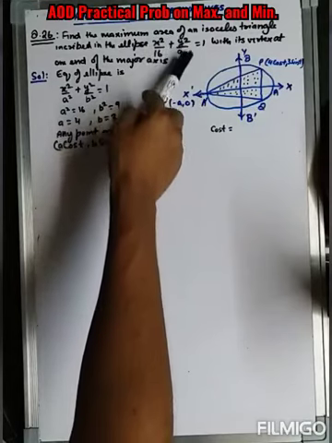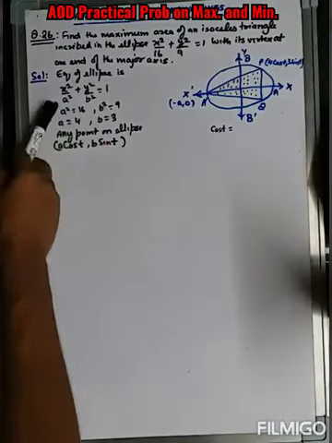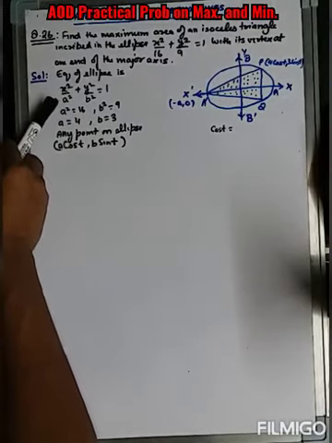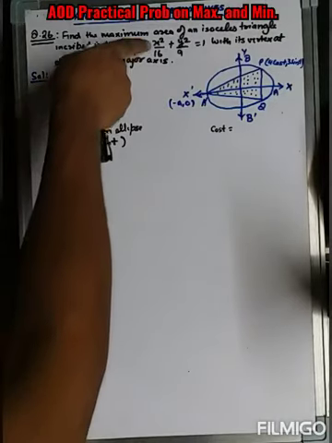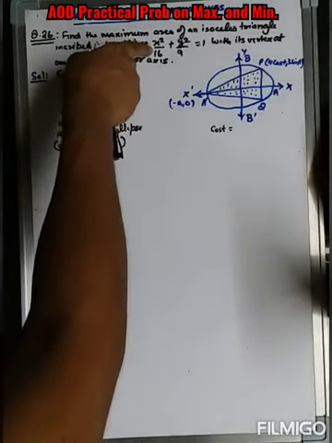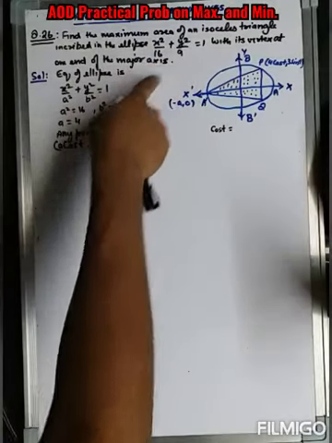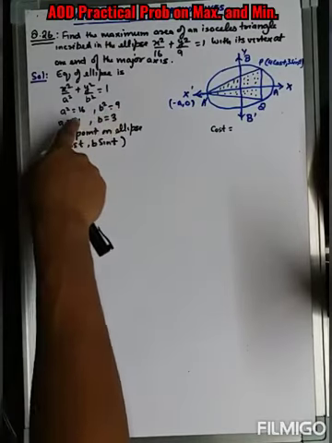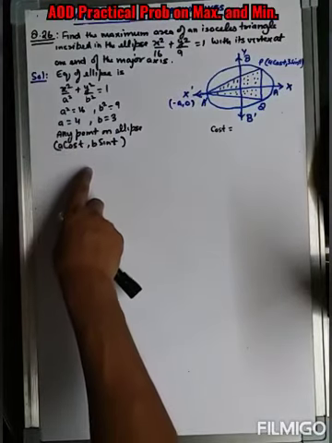So the equation of the ellipse is given. Compare this equation with the standard form of the equation of an ellipse, x square upon a square plus y square upon b square equal to 1. On comparison, in place of a square, 16 is there, so a equals 4. In place of b square, 9 is there, so b equals 3. So we have got a equals 4 and b equals 3.